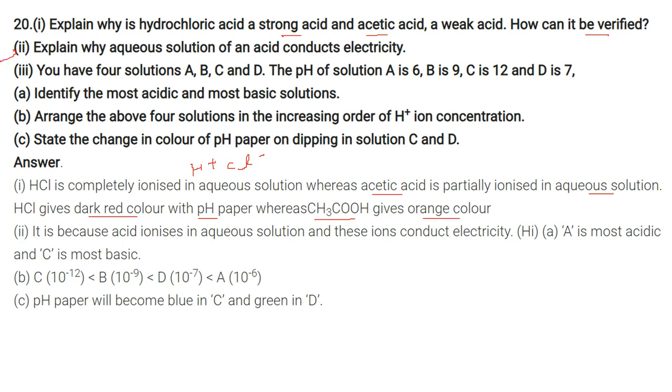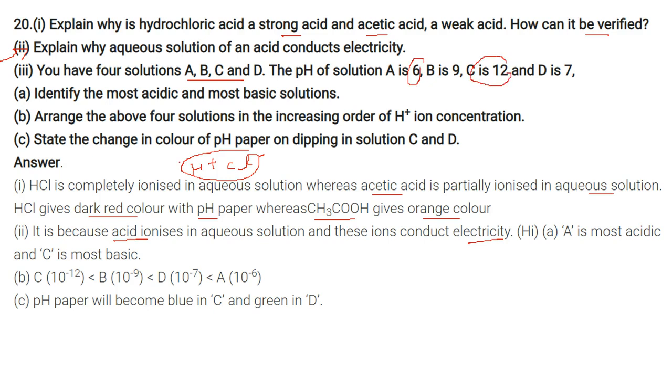The second is, explain why aqueous solution of an acid conducts electricity. Again, the same reason is there, because the acid will ionize like this in aqueous solution, and these ions conduct electricity, right? Now here, you have 4 acids A, B, C, D. The pH is 6, 9, 12 and 7. Now identify the most acidic and most basic solution. So as you see here, by the pH value, A is the most acidic and C is the most basic.